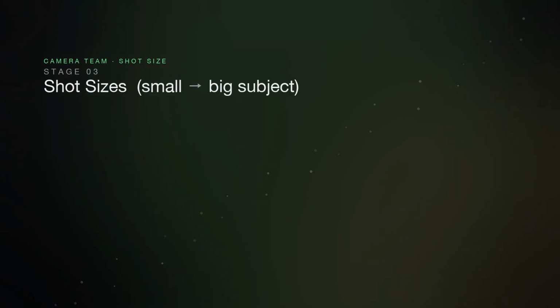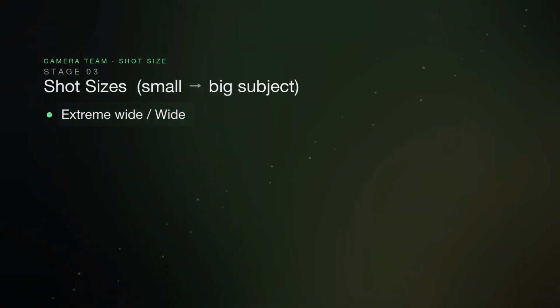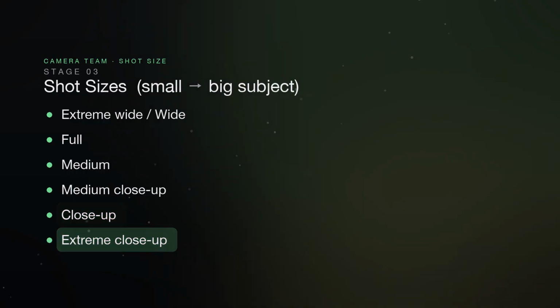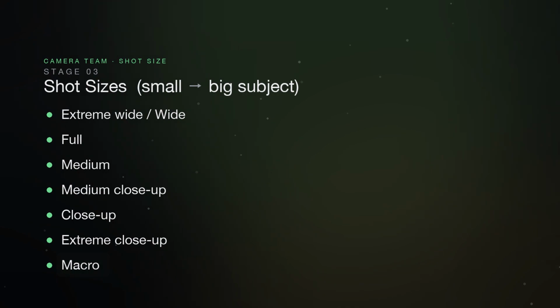The common shot sizes: extreme wide or wide, tiny subject, huge environment. Full shot, head to toe in frame, environment still clear. Medium shot, roughly knees up, medium close-up, roughly waist up, close-up, chest up, extreme close-up, closer still, just a detail, and macro, extremely close, like reading text on paper.